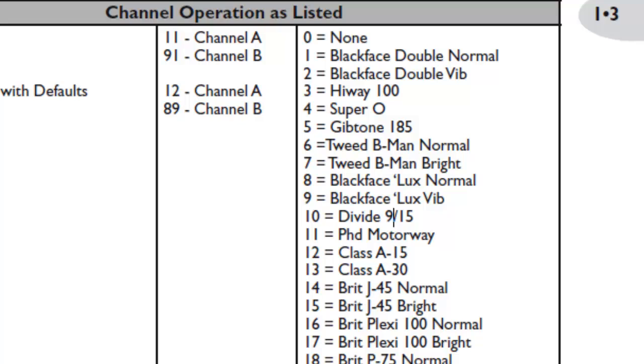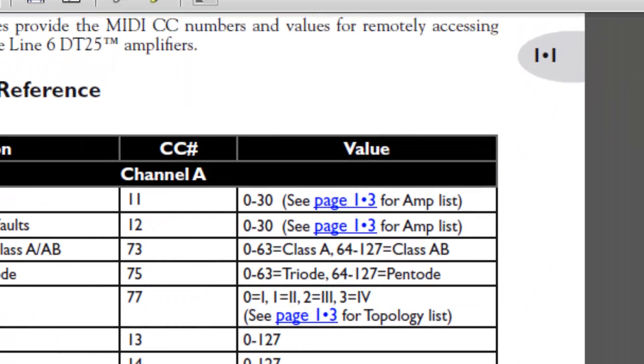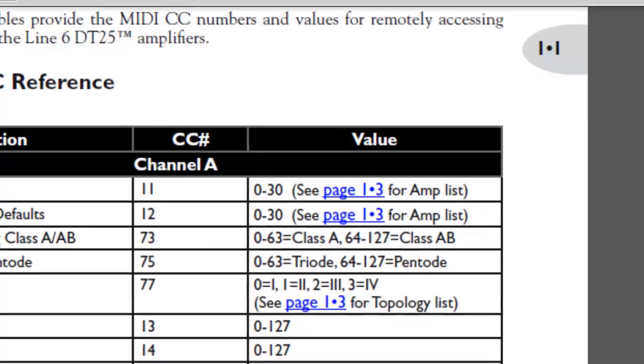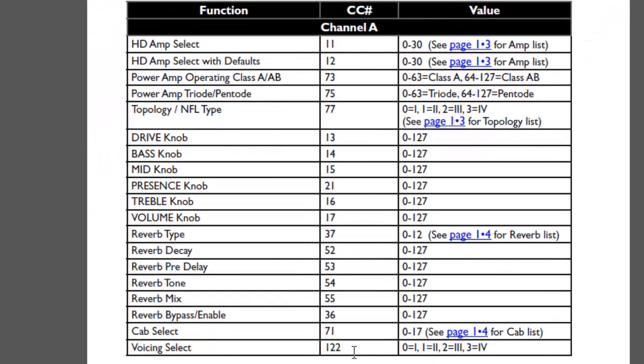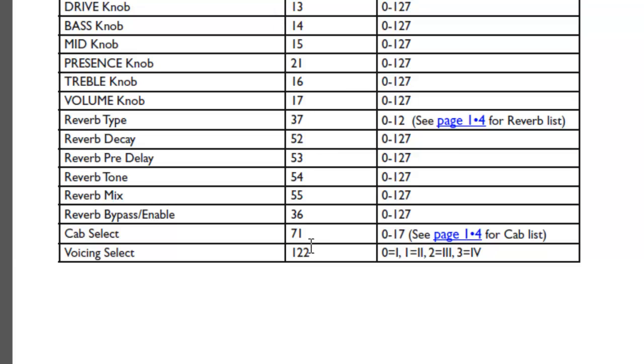The next question people are asking is, that's all well and good, but how do I select those options as I'm playing, or how do I send something through? So I'll show you how to do that. For that, we scroll back up to page 1.1 on this chart, and the magic bit we want to look at down here is voicing select. For channel A it's control change number 122, and over here for voicing 1, we send a value of 0. For voicing 2, we send a value of 1, and so on.